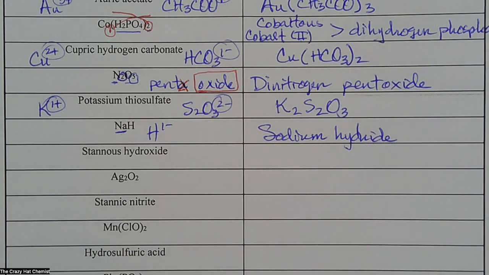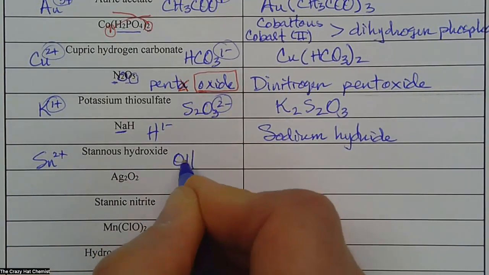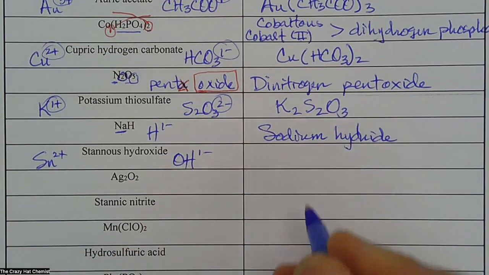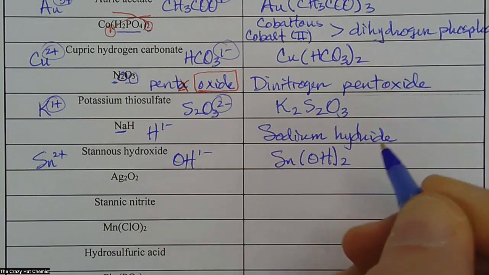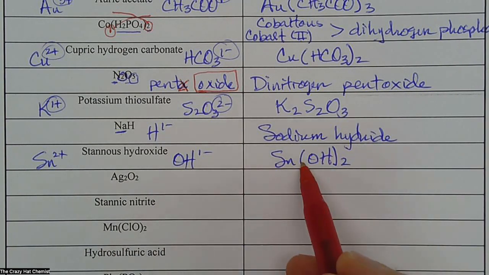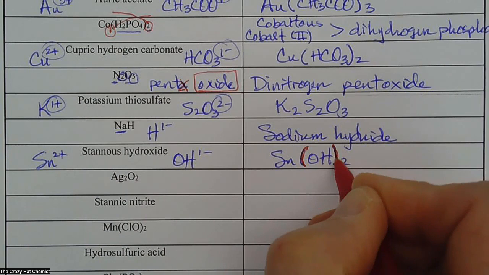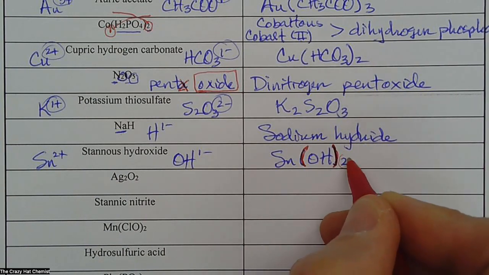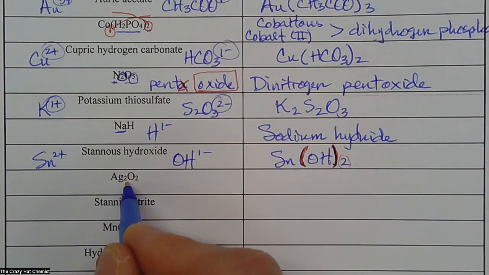All right, stannous hydroxide, that's Sn2+ and hydroxide OH -1, that's Sn parentheses OH and a 2. Many people discount and don't write these parentheses around hydroxides when you have more than one, but it's essential that you have it there like that. All right, our next one is going to be silver.